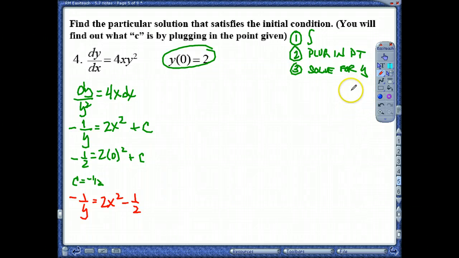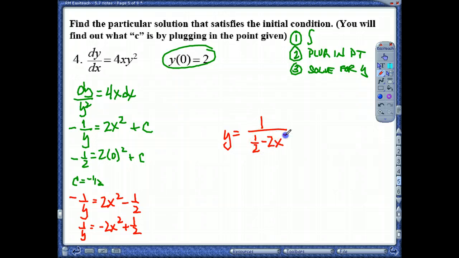Okay, I need to go ahead and divide through by that negative. So that's 1 over y equals negative 2x squared plus 1/2. And then I need to flip it all over. So that's going to be y equals 1 over, and I'm going to put the 1/2 in front so I don't have that negative staring at me there. So that would be perfectly fine, or I can go ahead and get a common denominator, flip and multiply. If you do that, you've got 2 over 1 minus 4x squared. Either way is perfectly fine.